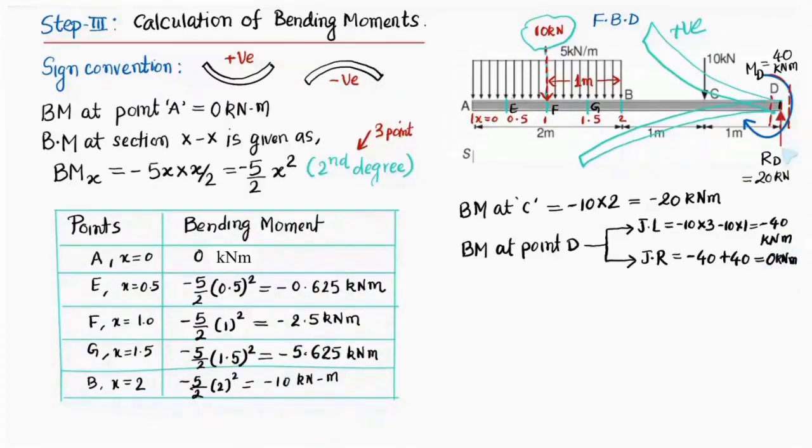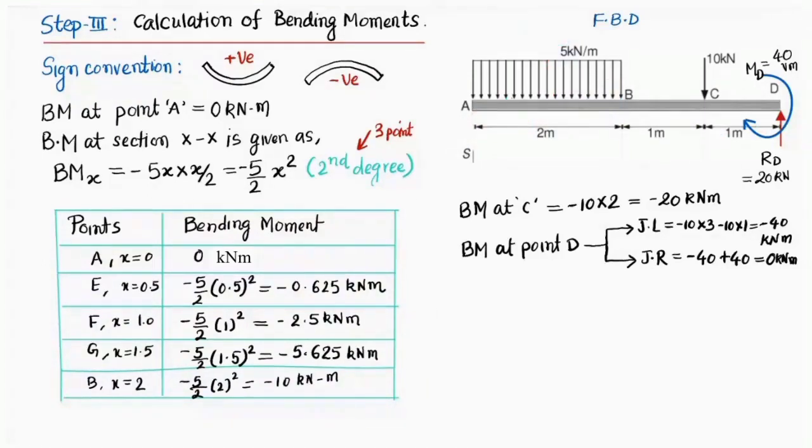So at point D you will be getting two bending moments. One is minus 40, another is 0. This way, friends, we are able to find the variation of bending moments as we move from point A to D. Now we have the variation of shear forces and bending moments from point A to point D, and we can collectively draw the shear force diagram and the bending moment diagram. So let's draw that, friends.